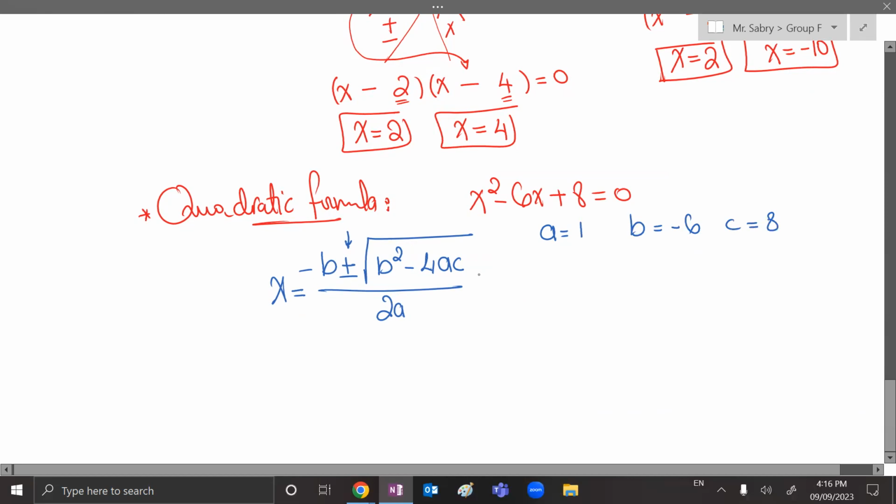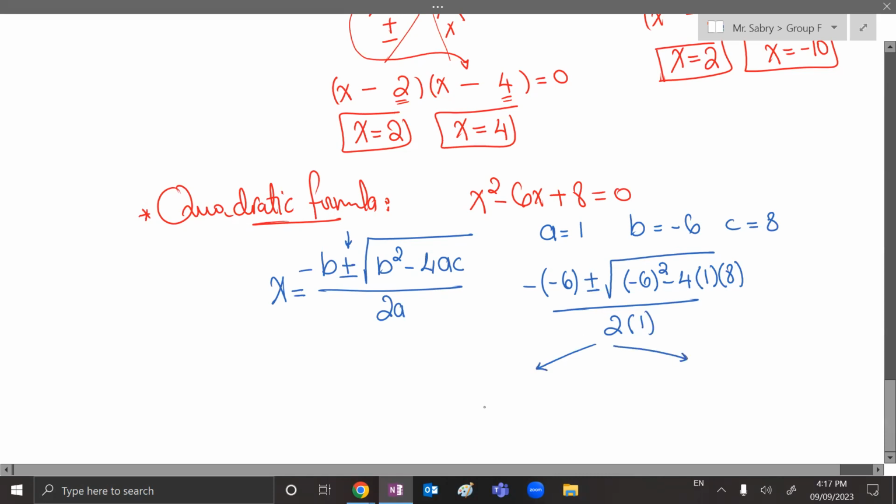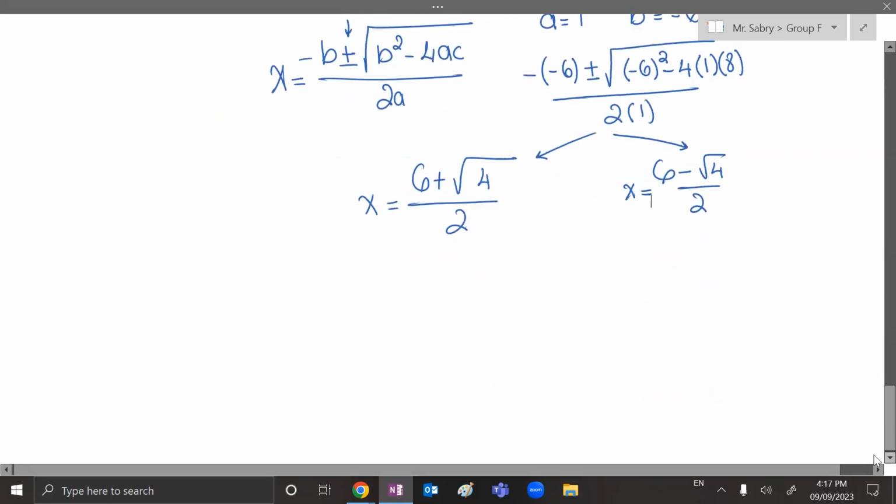And substitute in the rule. Negative b, which is negative 6, plus or minus square root b, which is negative 6 power 2 minus 4 bracket 1 bracket 8, and all of this is divided by 2 times 1. I'll type it on the calculator once positive and once negative. So negative 6 means positive 6 plus root, which I calculate alone on the calculator and get 4 under the root, over 2, or 6 minus root 4 over 2.